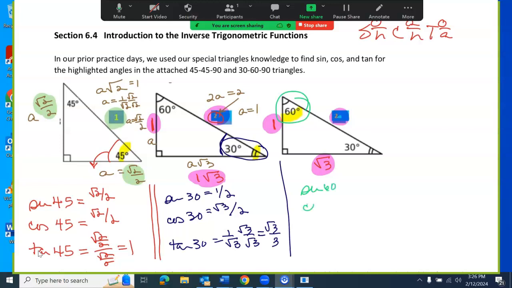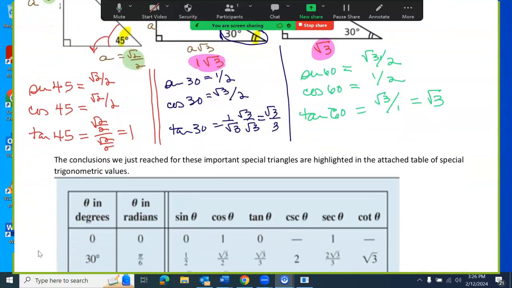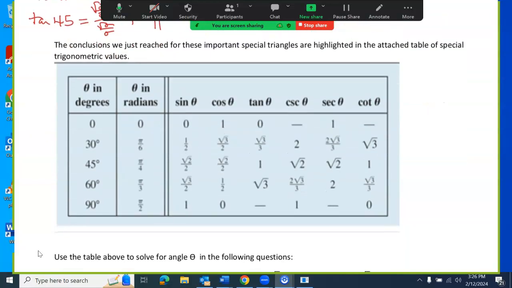Okay, last one. We're going to do it from the 60 degree perspective: sine of 60, cosine of 60, tan of 60. Okay? From the 60 degree perspective, opposite is radical 3. Hypotenuse is 2. Cosine is 1. Hypotenuse is still 2. Tan is root 3 over 1, which is just root 3. Okay, so we've gotten all of the special angles. You should be comfortable with this. If not, go ahead back and listen to this again.